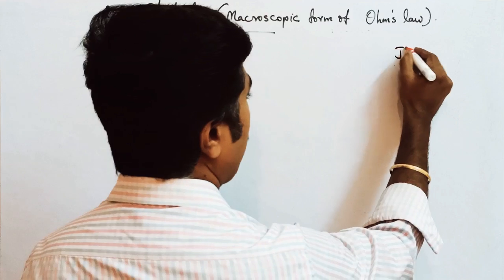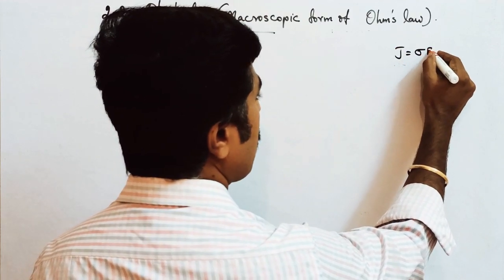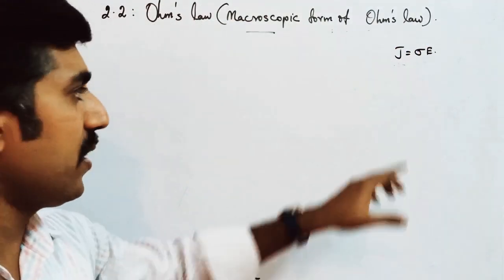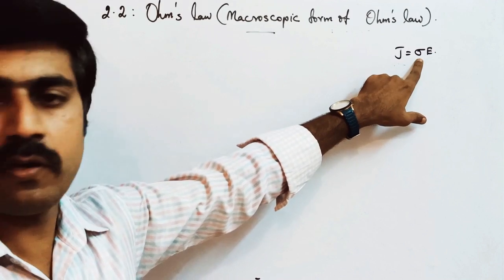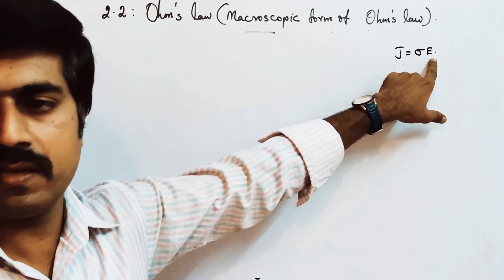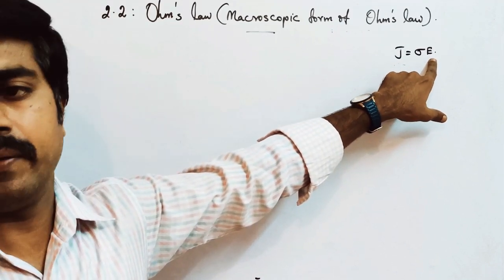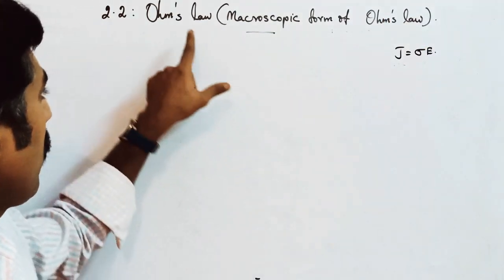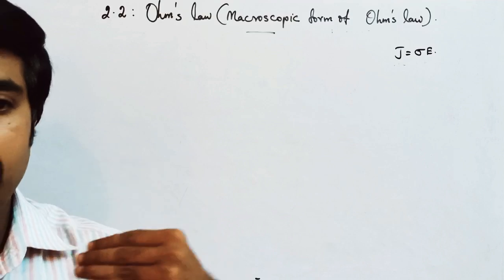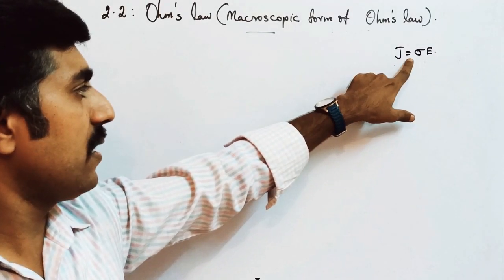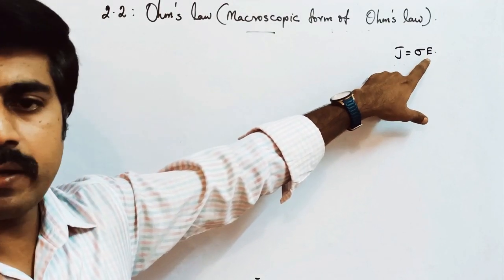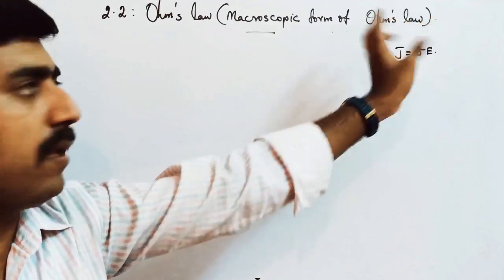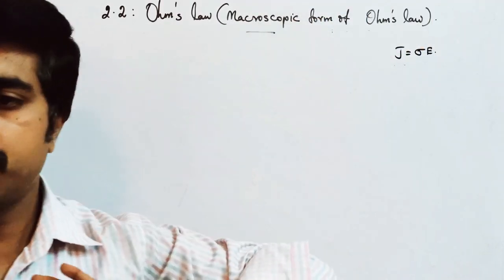That is the formula, J is equal to sigma E. J is nothing but current density, sigma is the conductivity of a conductor, and E is the electric field applied across the conductor. We have already seen this. So the Ohm's law can be derived from the equation J is equal to sigma E. Using the microscopic form of Ohm's law, we will derive the macroscopic form of Ohm's law.